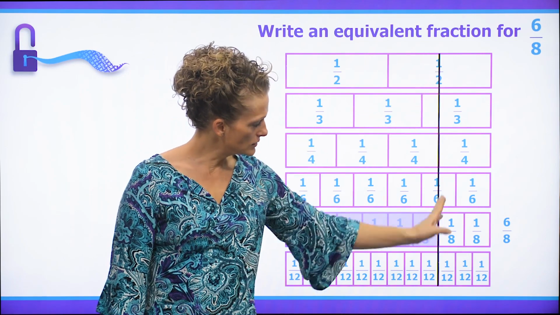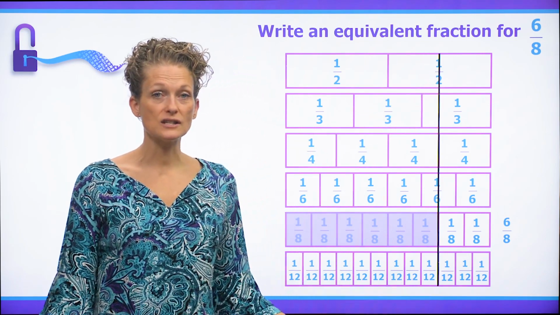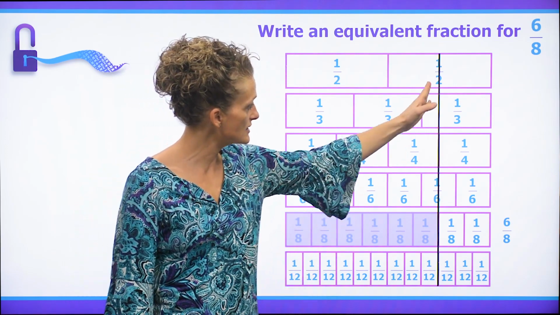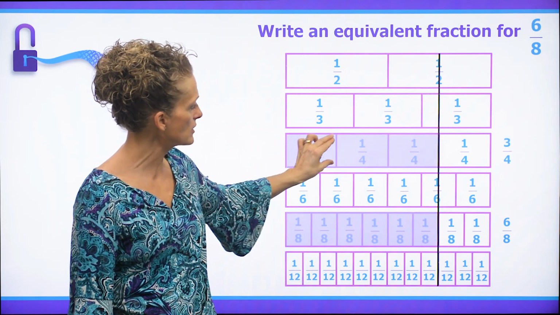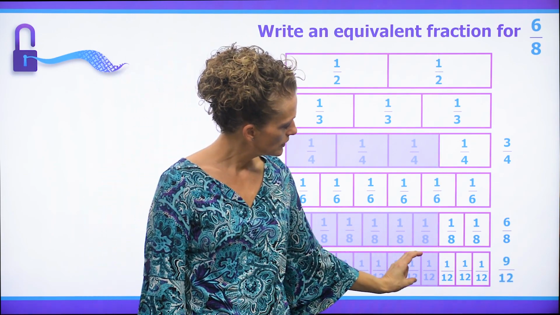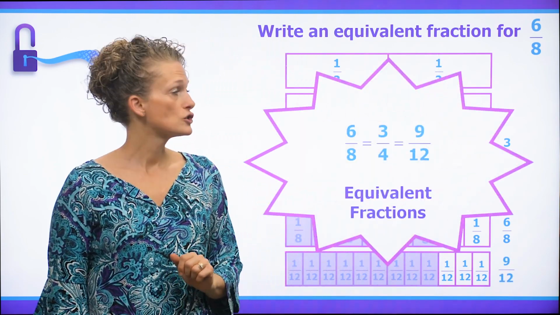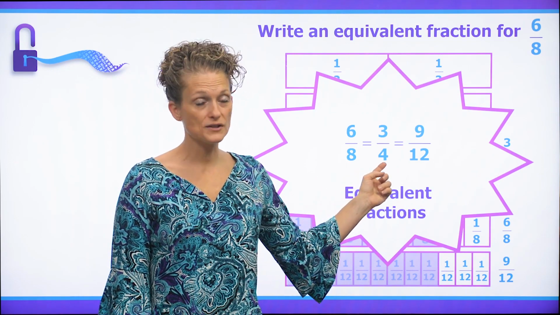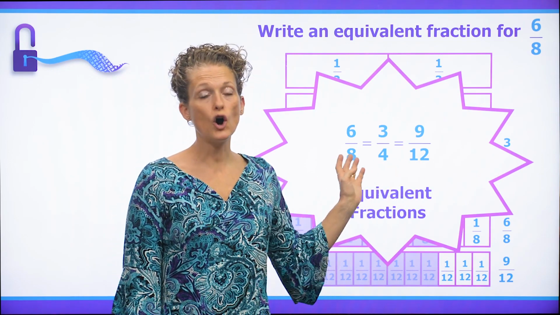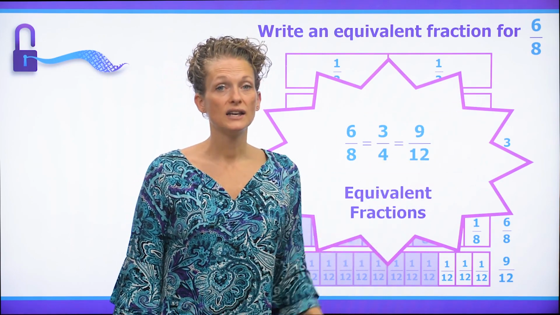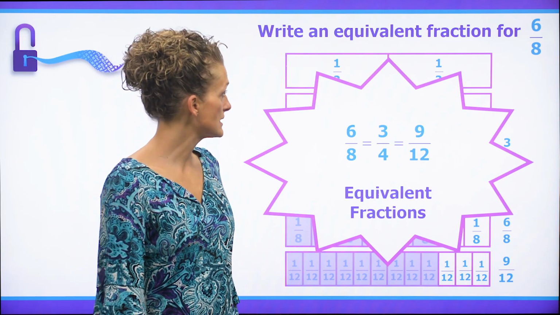So we draw our line, and we see what other fractions part of the fraction strip lines up with this line. And we can see that up here, we have 3/4. And also down here, we have 9/12. So 6/8 we could say is equal to 3/4 or equal to 9/12. These are all equivalent fractions. So either 3/4 or 9/12 is equivalent to 6/8.